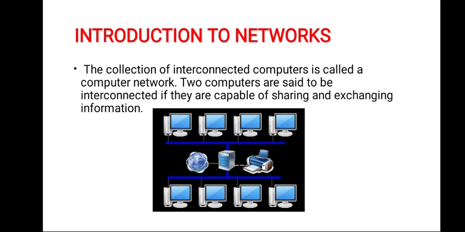So what is a computer network? Let's define it. The collection of interconnected computers is called a computer network. Two computers are said to be interconnected if they are capable of sharing and exchanging information. As we can see in the diagram, several different devices are connected. So computers connected together can transfer information from one computer to another computer using this network.